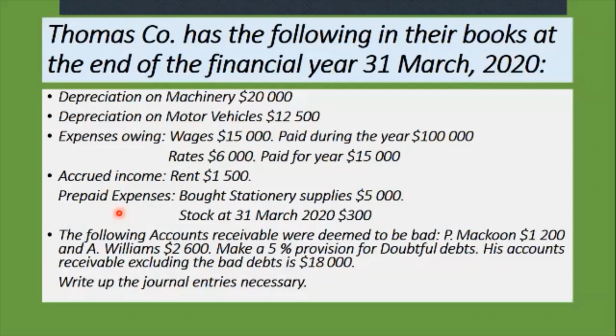Prepaid expenses, we bought stationery supplies for 5,000, and we used some of it during the year. At the end of the year, the stock is 300, so this is your prepaid amount here. And then we have some accounts receivable that are bad, Macoon and Williams for those amounts. Make a 5% provision for the doubtful debts of 18,000. Right, the 18,000 excludes these two bad debts here.